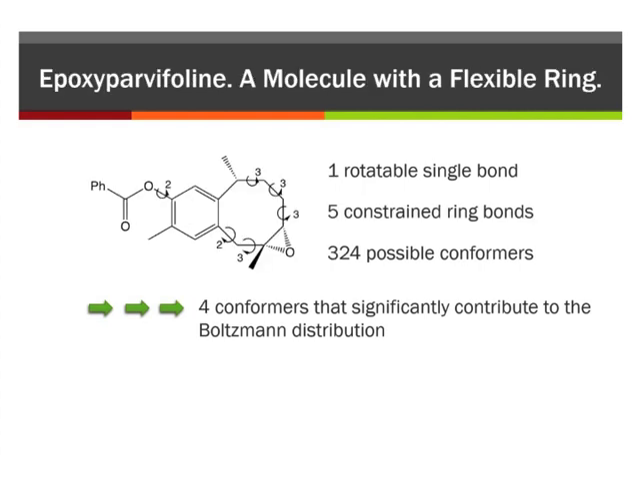Another one is a little more complicated. This has 1 rotatable single bond and then 5 bonds in rings that are constrained. There are 324 possible conformers. If you want to do 324 calculations, that's a lot worse than doing that simple recipe, which would actually end up having you only have to do 4, and you get the same answer.